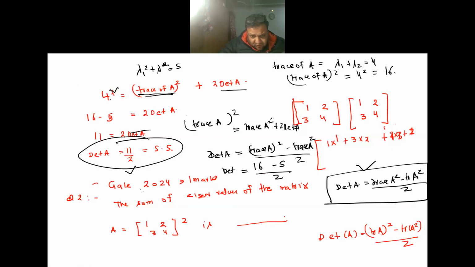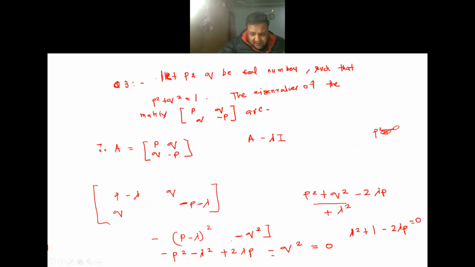Now one more question was asked in GATE 2024. Here you see the sum of the eigenvalues of the matrix. Now the matrix A is given as 1, 2, 3 and 4. So in this question, what do we require? We'll be requiring to multiply the matrix here. So the question that is being given here is A is equal to the matrix 1, 3, 2, 4 whole square.